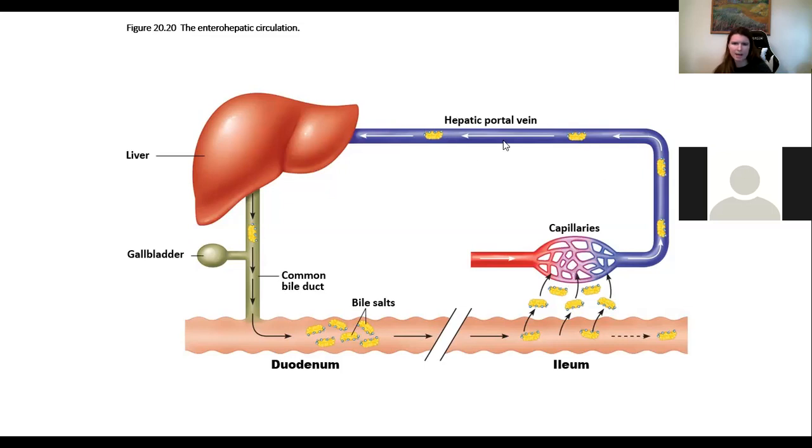Remember that there's a hepatic portal system. So all our blood flow pretty much has to go back through the liver before it goes to the heart. So the bile salts head to the liver with the venous blood, and then the liver steals them and puts them back in the bile. So now we see the bile salt going back through the bile and getting pushed back into the duodenum. So we don't need to make too many new bile salts. We can just reuse the ones that we have.